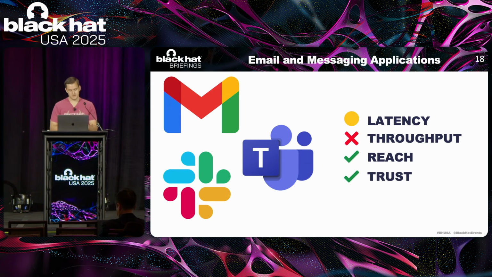And then another item is more email and messaging applications. Depending on if you're, say, sending Slack messages or emails, the latency is going to be different. I think latency would be higher on emails, but throughput would be a bit better. And so we thought the latency would overall be fairly good, but the throughput wouldn't really be there, but the reach and trust from that perspective would meet the requirements.